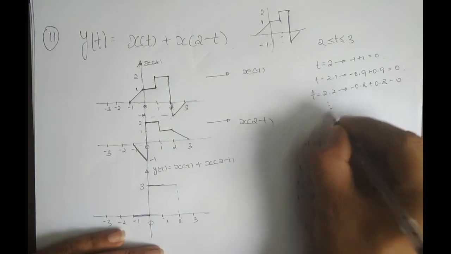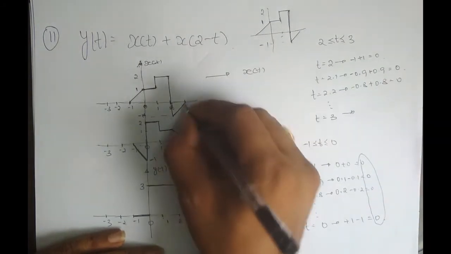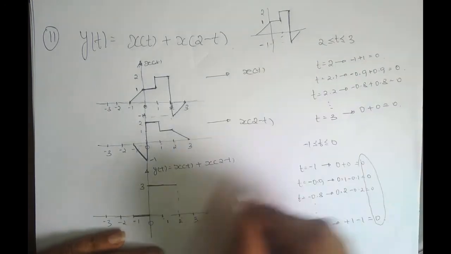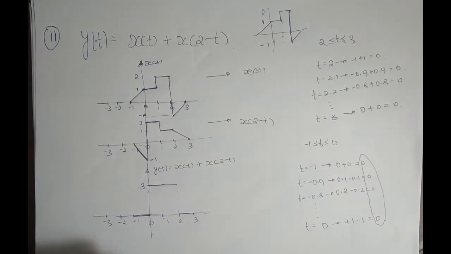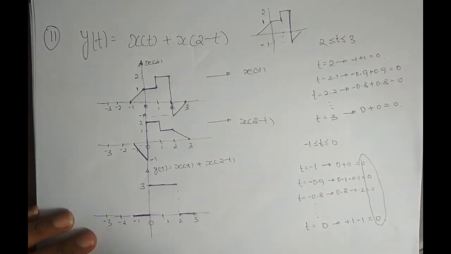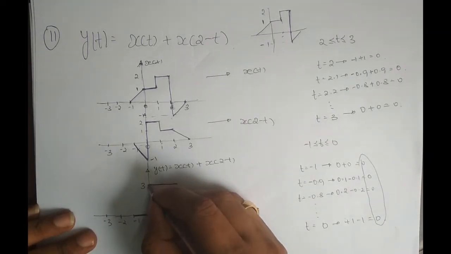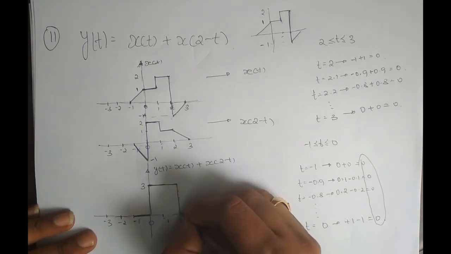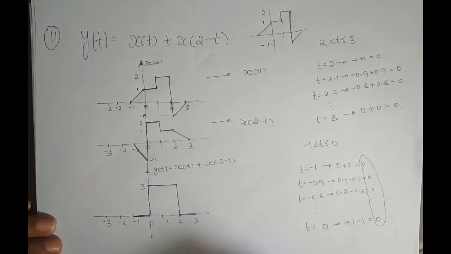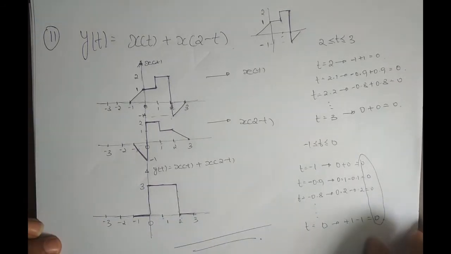So dot dot dot. At t is equal to 3, what is the amplitude of the first signal? It is 0. Amplitude of the second signal, it is 0. 0 plus 0, I get 0. So it is like this. Now basically the signal is like this. Just for our convenience, we just join this. But signal is not defined at t is equal to 0 and t is equal to 2, right? So this is what our x of t plus x of 2 minus t signal looks like.